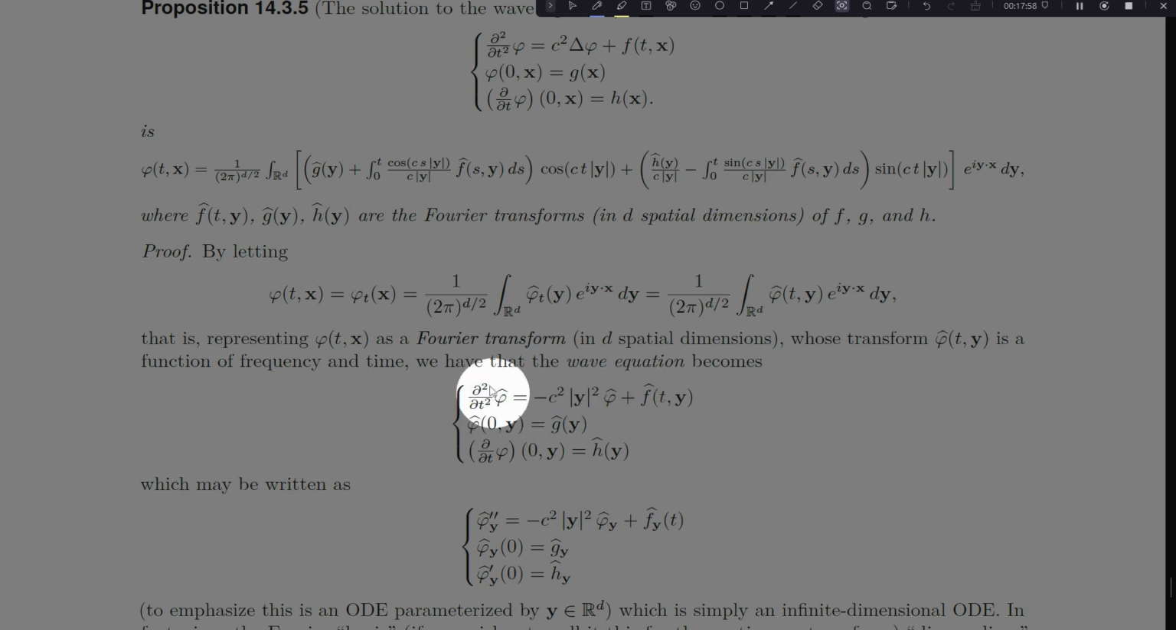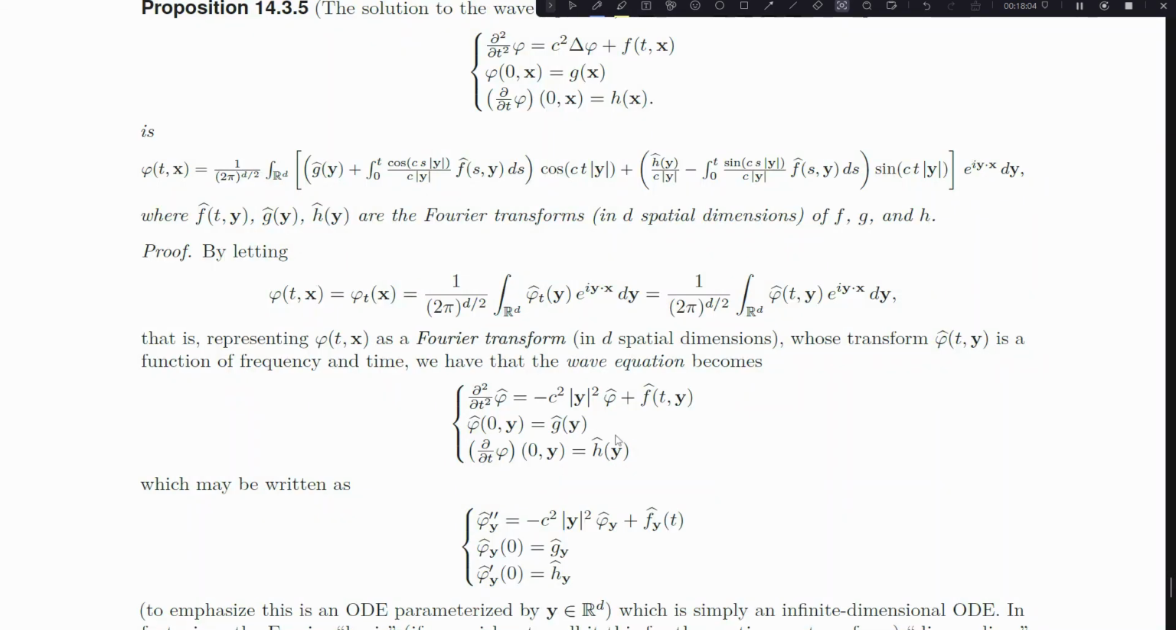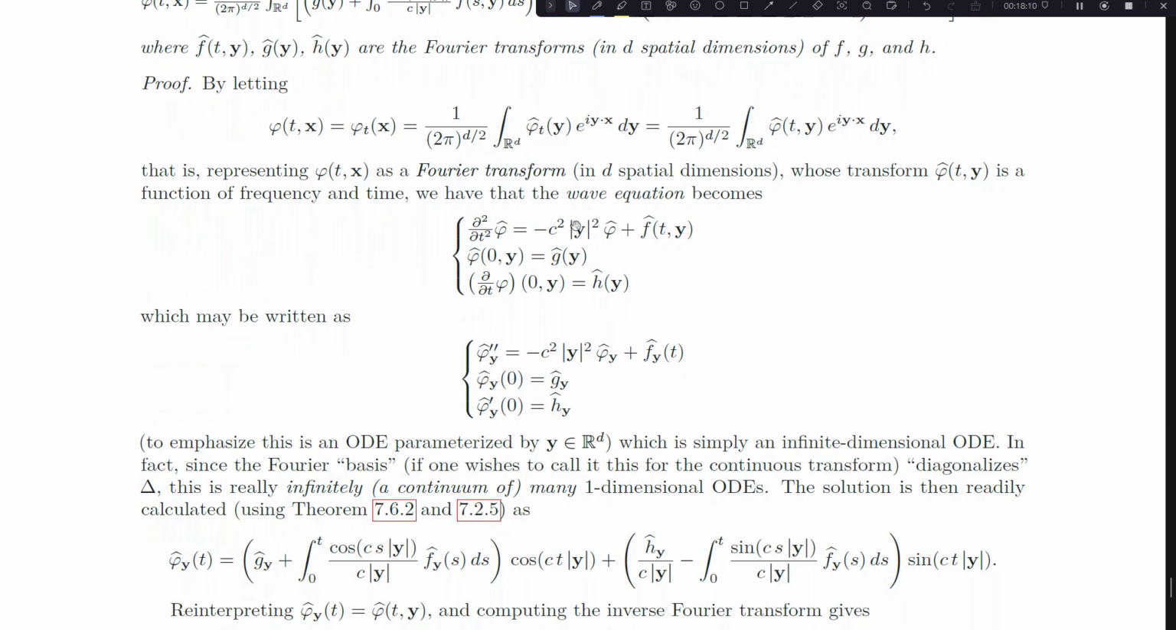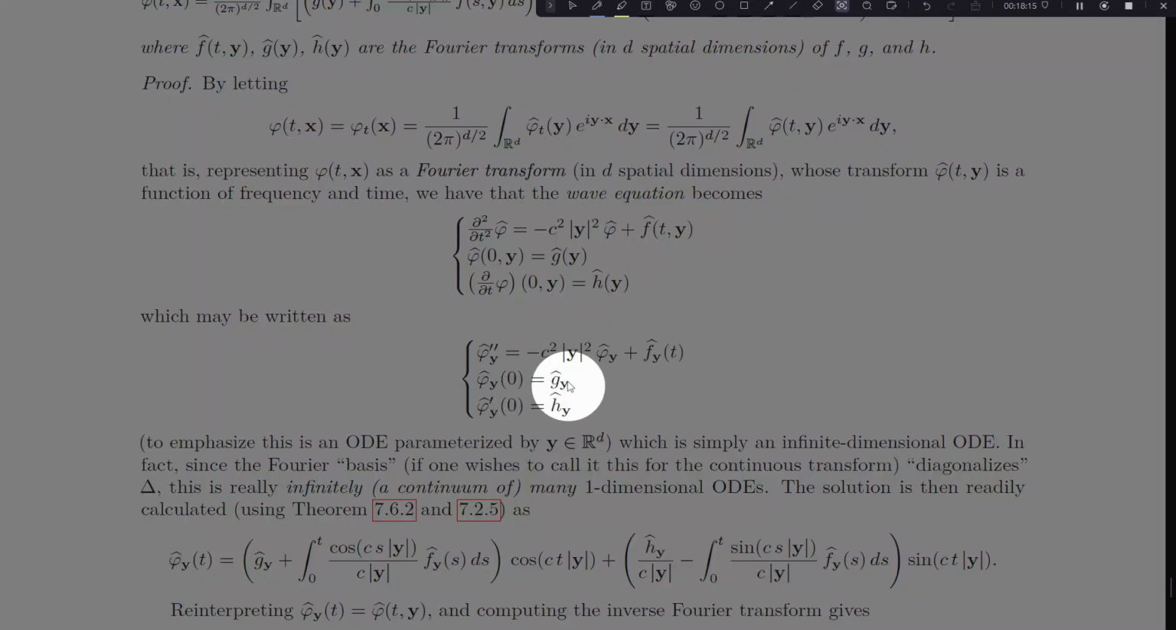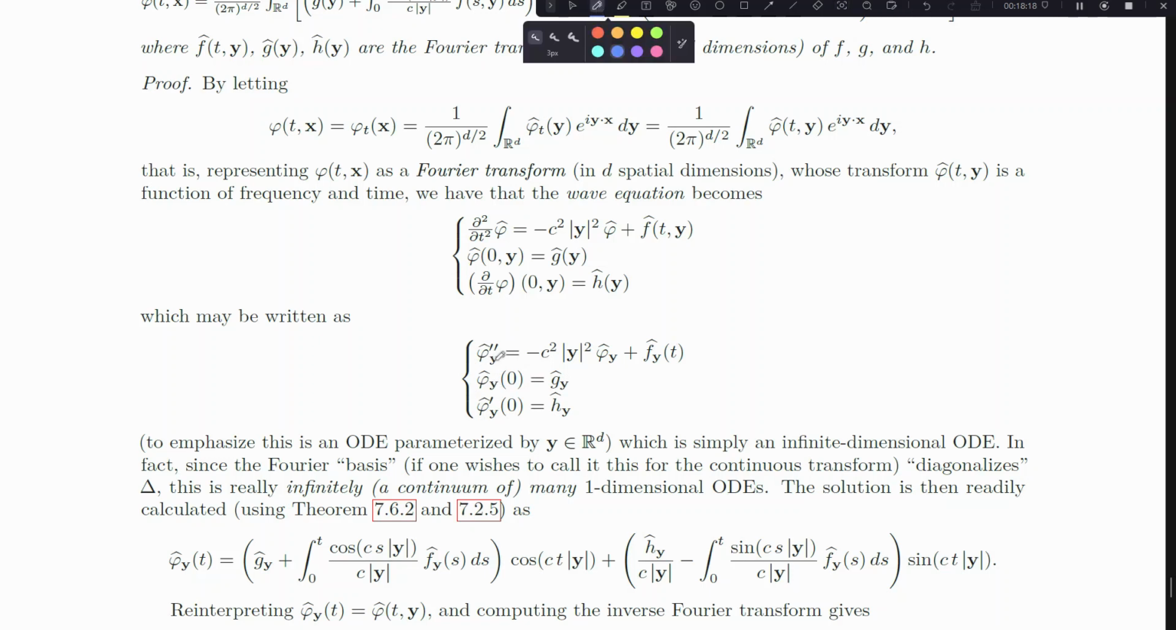I'm transforming phi in space. The time derivatives stick along for the ride. My initial conditions also transform in space. But what's nice here is that once again, since the Fourier series diagonalizes the Laplacian, if I parameterize each of these by the variable y, I'm just pretending like, okay, y exists, but I don't really worry about it, because if I look at these independent of y, this is just a one-dimensional ODE, and it's linear first order.